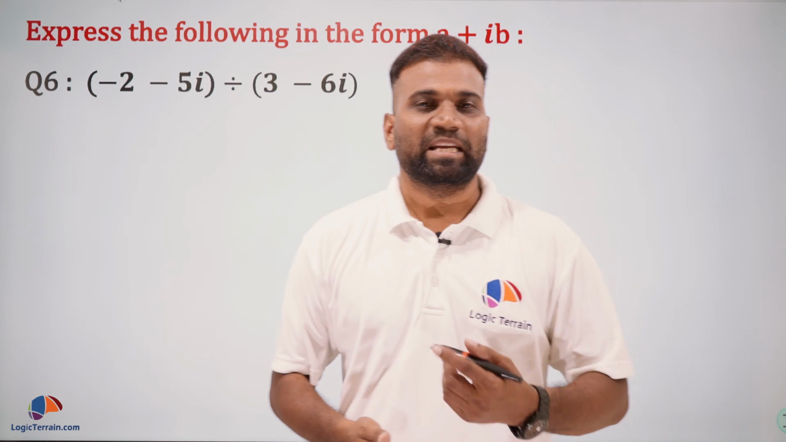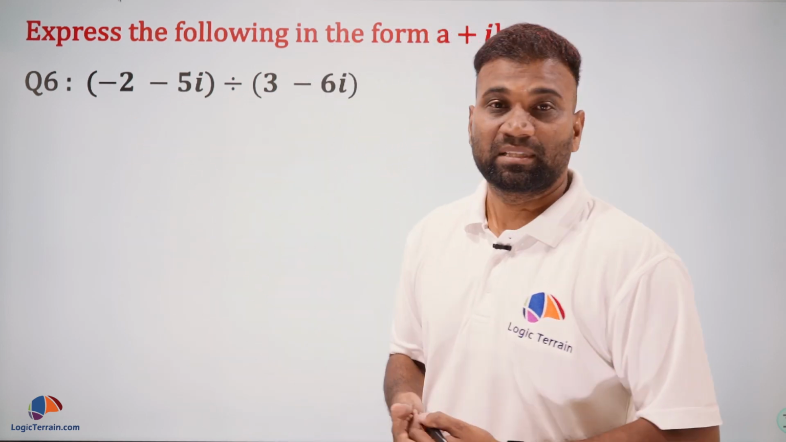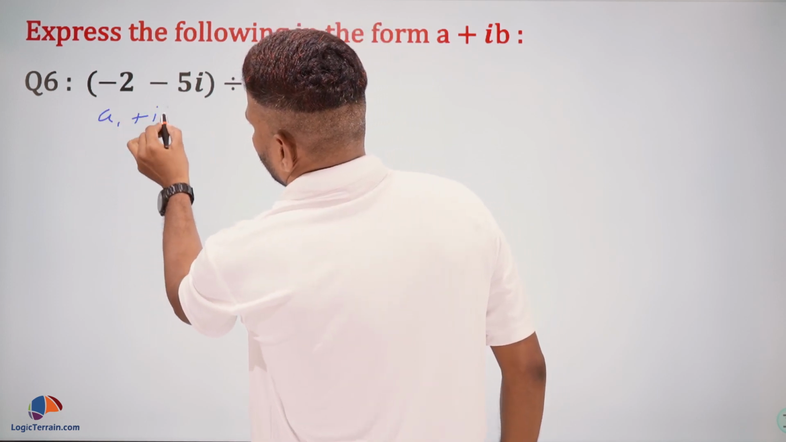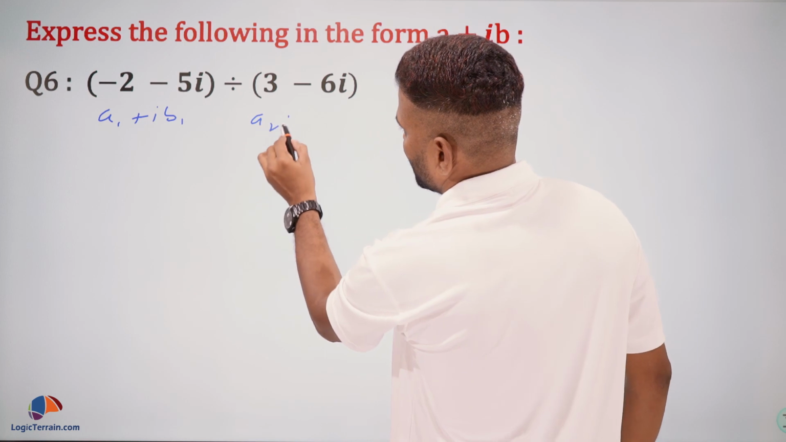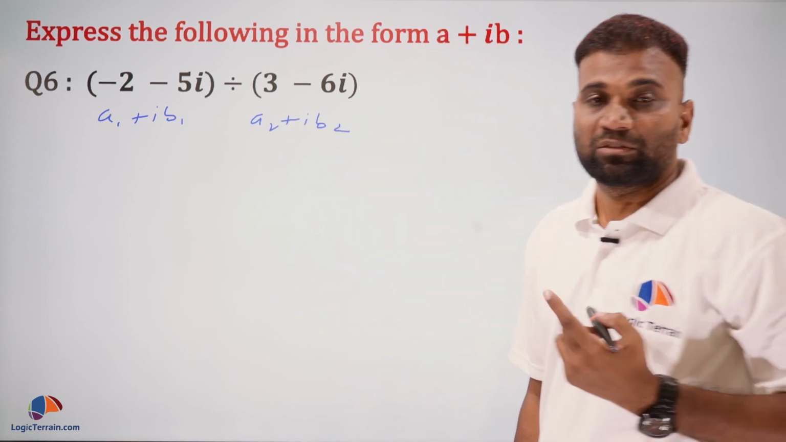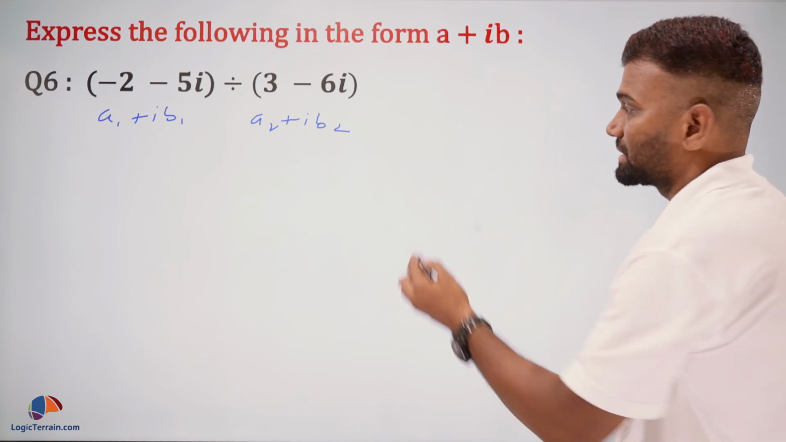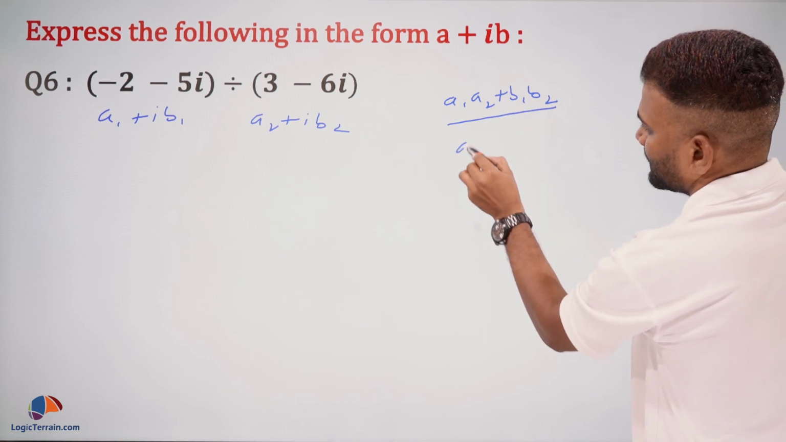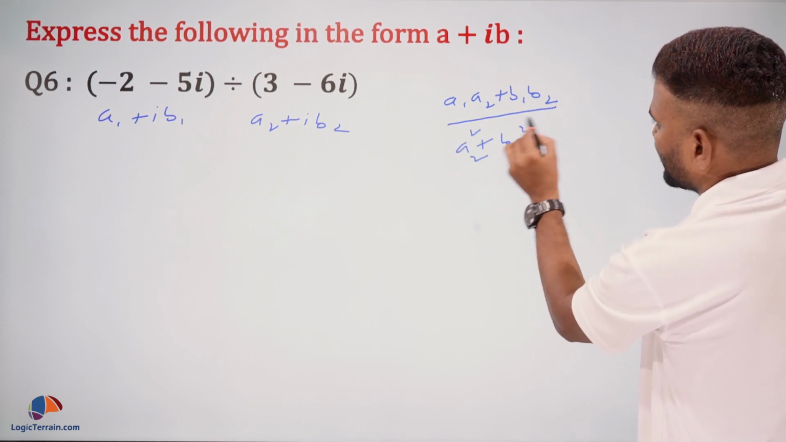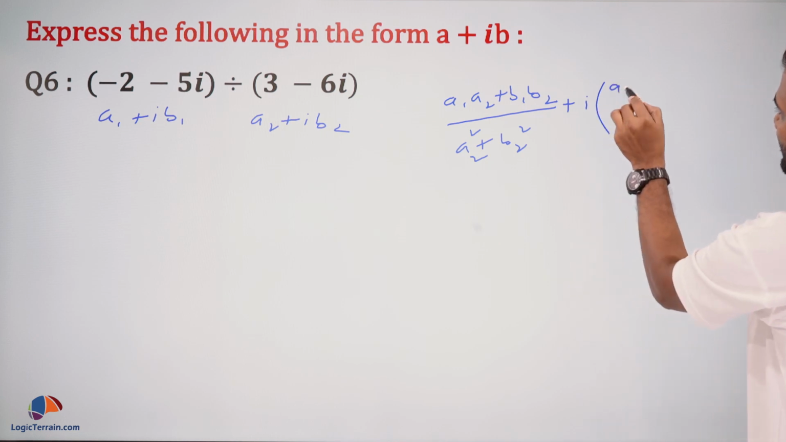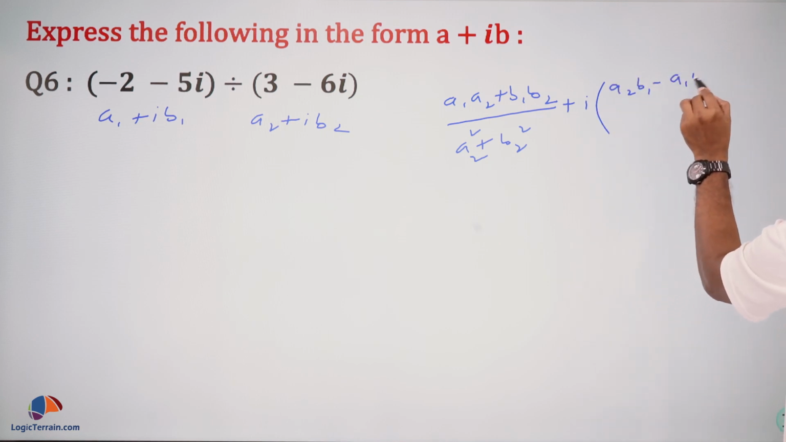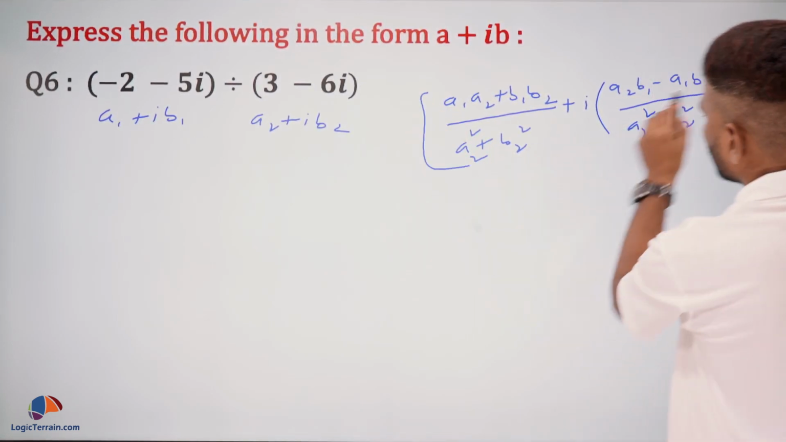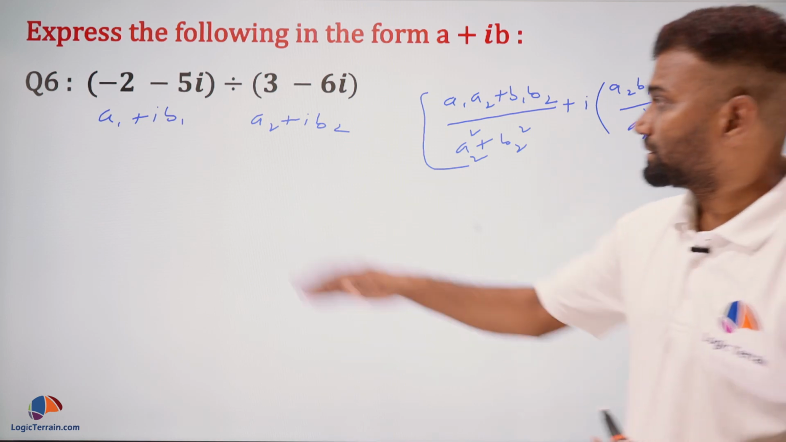We have to express in the form a plus ib. Here these two complex numbers are being divided. So let us assume this is a1 plus ib1, and let us assume this is a2 plus ib2. So by using division of complex numbers, that is a1 a2 plus b1 b2 upon a2 square plus b2 square, plus I of a2 b1 minus a1 b2 upon a2 square plus b2 square. So by using this formula, we'll divide this.